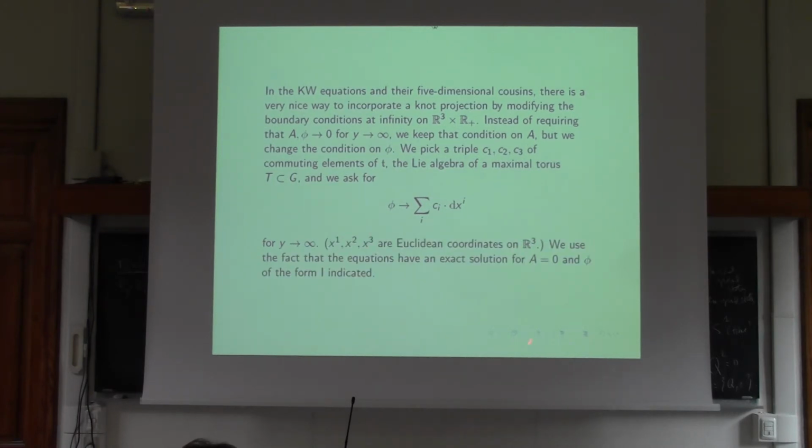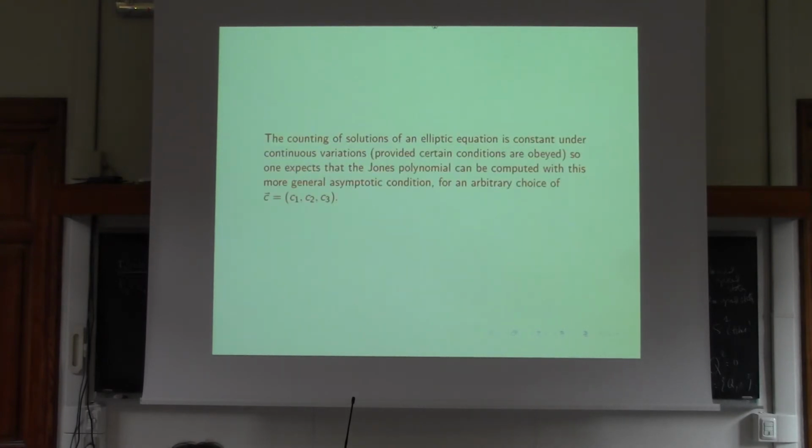We use the fact that the equations have an exact solution where A is 0 and phi is of this form. So it's consistent to ask that a solution does this at infinity, as well as having the knot pole at 0. The counting of solutions of an elliptic equation is constant under continuous variations, under appropriate conditions. So one expects that the Jones polynomial can be computed with this more general asymptotic condition for an arbitrary choice of c.